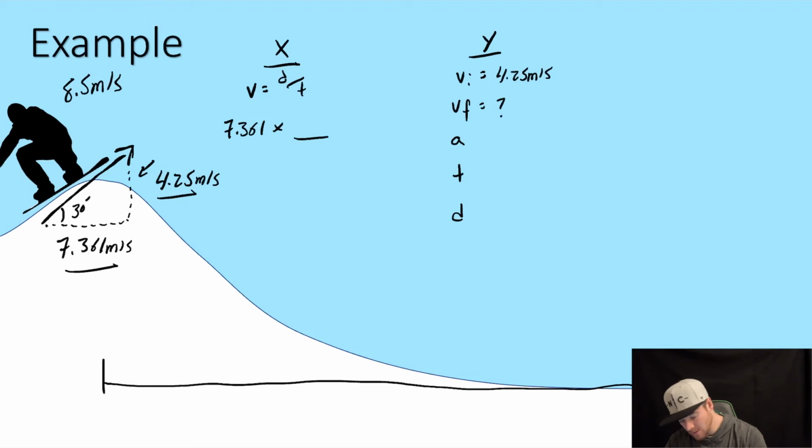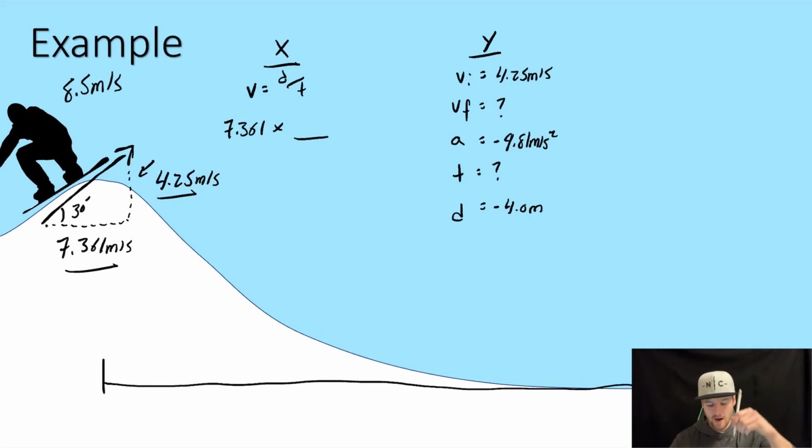Velocity final, we don't know what that is because they're going to be falling below where they started. Acceleration, we know, is negative 9.81 meters per second squared. That's the acceleration of gravity. Time, we don't know. That's why we're over here in y. And displacement, we actually do know. We said it was 4 meters below where it left the lip of the jump. So I'm going to put 4.0 meters, but I'm going to put negative because that's what I put for the acceleration of gravity. I'm calling down negative, and I have to keep those signs consistent.